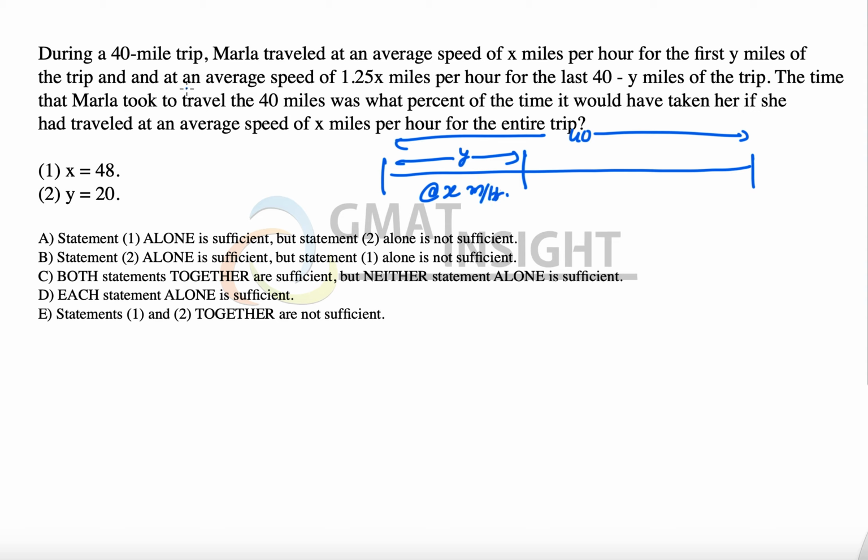Now, and at an average of 1.25x miles per hour for the last 40 minus y miles, where the speed maintained is 1.25x miles per hour. The time that Marla took to travel the 40 miles, this entire distance, was what percent of the time? Okay, let's quickly calculate the actual time.